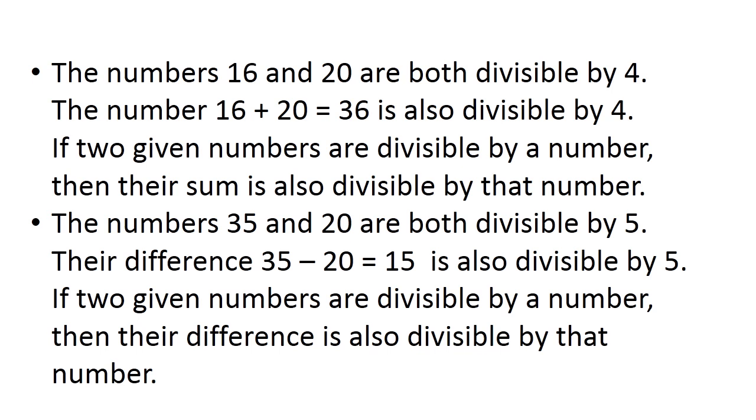Now their difference, that is 35 minus 20, is 15. 15 is also divisible by 5. So we can say if two given numbers are divisible by a number, then their difference is also divisible by that number.